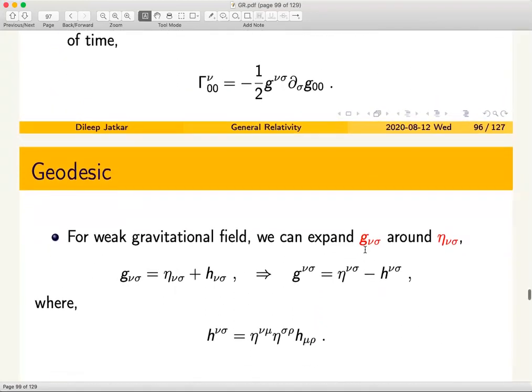Okay. So now if you say that the gravitational field is weak, then we can choose to expand g mu nu around eta mu nu. Since I have written g nu sigma here, I am using the same indices. If you do that, then g nu sigma could be written as eta nu sigma plus h nu sigma, which is a deviation from the Minkowski metric. This is how the small deviation of the metric component would be written.